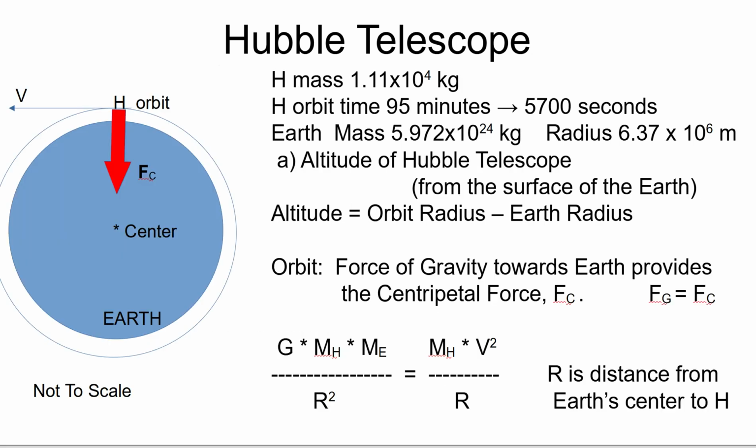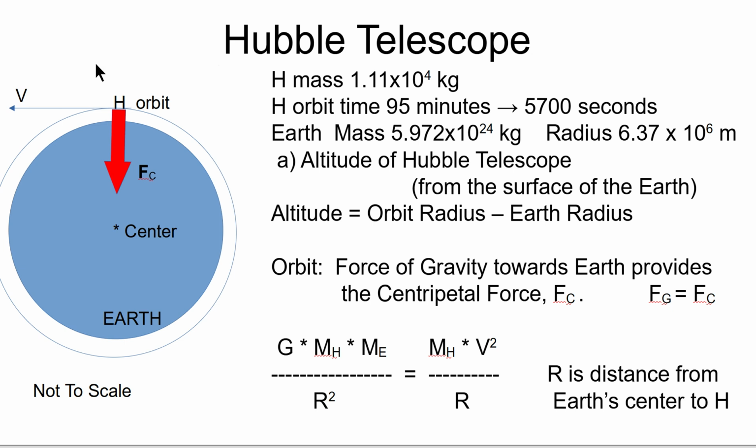It's always good practice in solving a problem to make a sketch. It doesn't have to be a great sketch, but make a sketch and label things in it. Here the H stands for the Hubble telescope, and its velocity. We're going to view this in a situation where it's orbiting counterclockwise from the top view here. And take a look, F sub c is required. The centripetal force is required to make the telescope move in a circle.